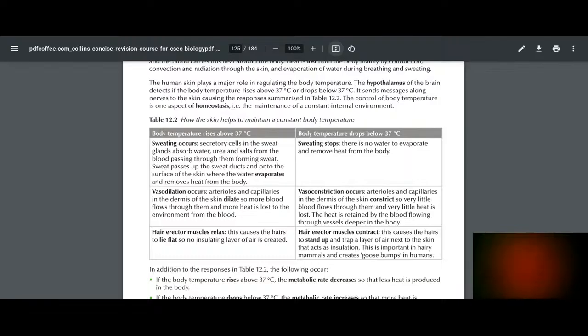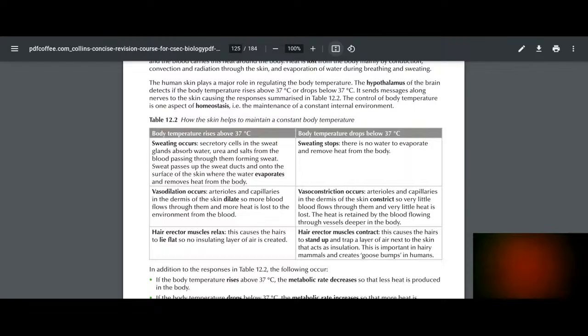So again, what is vasodilation? It is basically the arterioles and the capillaries in the dermis of the skin dilate, so more blood flows through them, and more heat is lost to the environment from the blood. What is vasoconstriction? Arterioles and capillaries in the dermis of the skin constrict. Therefore, little blood flows through them and little heat is lost. Heat is retained to keep the body warm.